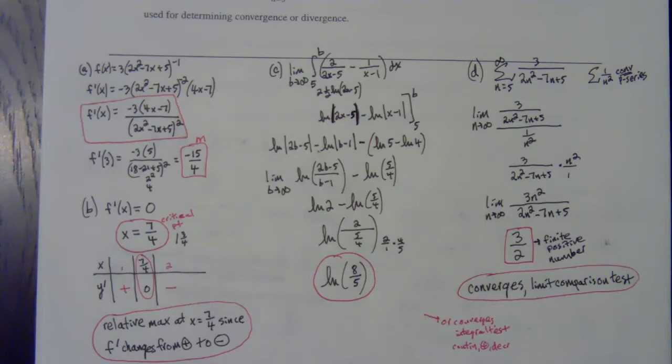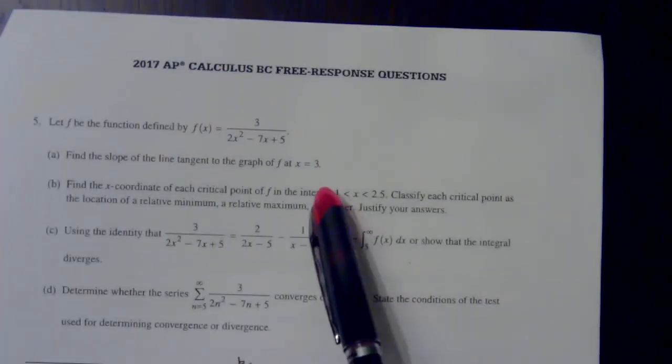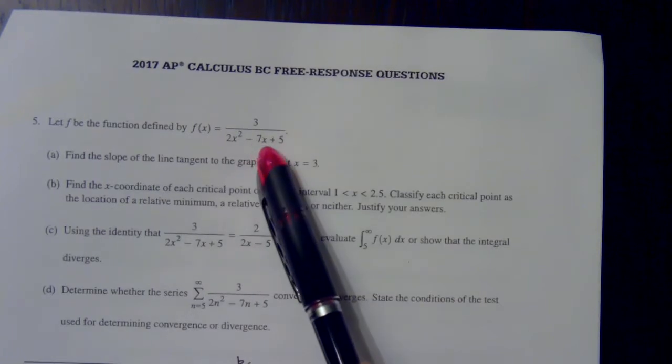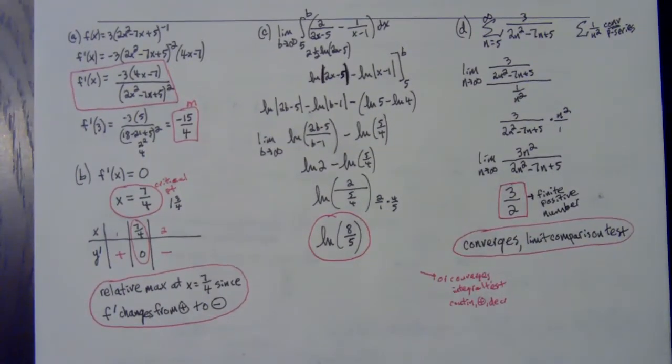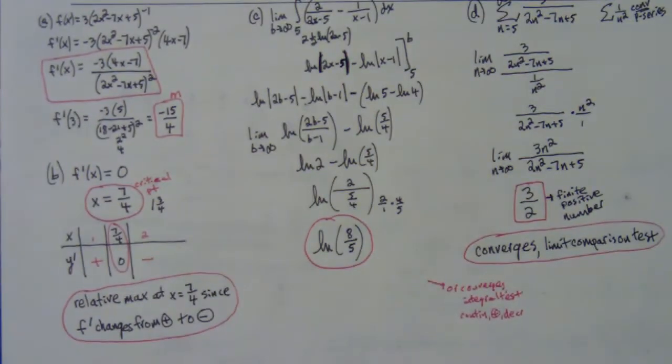Now, if it says the equation of the tangent line, then you need to do the point slope form. So at this point, I know the x value. I would have to plug that back into the original to figure out the y value and then do my point slope form. But if it just says find the slope of the curve or slope of the tangent line, you just need to do the derivative.